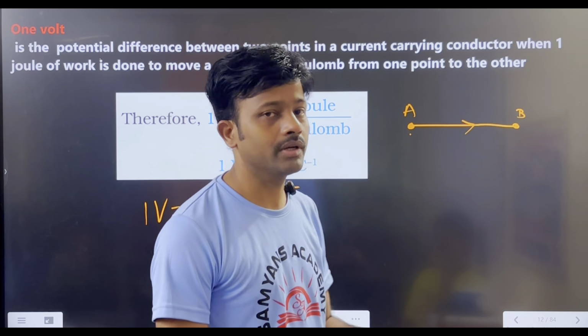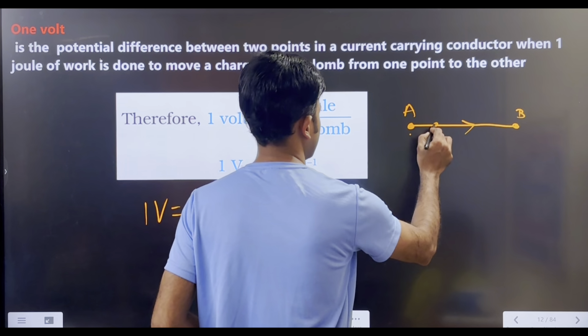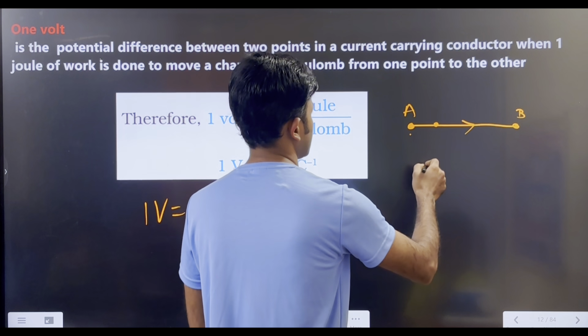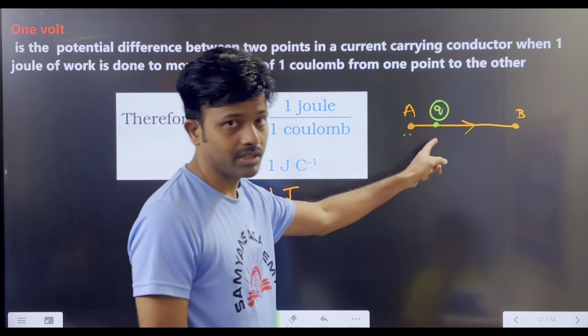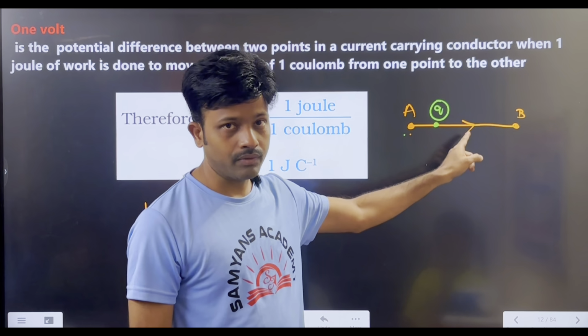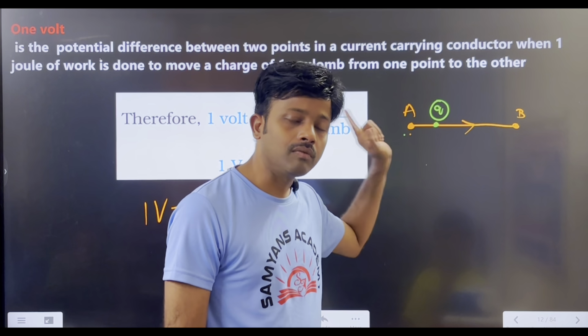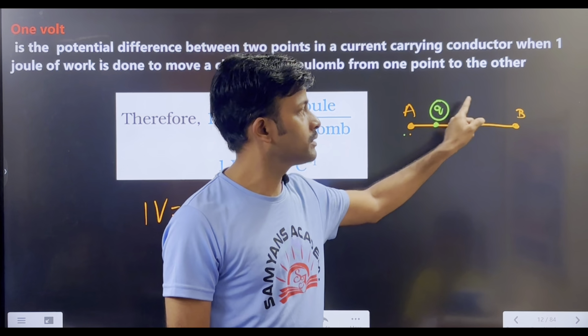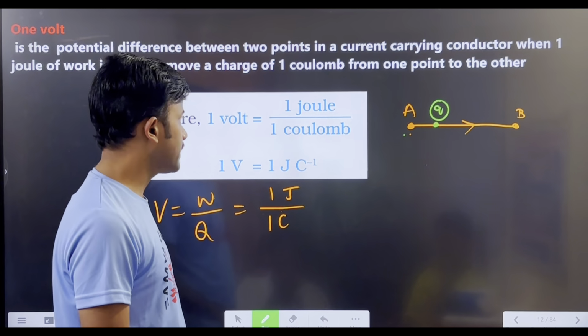When we say 1 volt, it is when 1 joule of work is done to move this charge from one point. How much charge is it moving? 1 joule of work we are doing here to move this 1 coulomb of charge. The charge value is how much here? 1 coulomb of charge from one point to another point is said to be 1 volt. In this way we can define this.